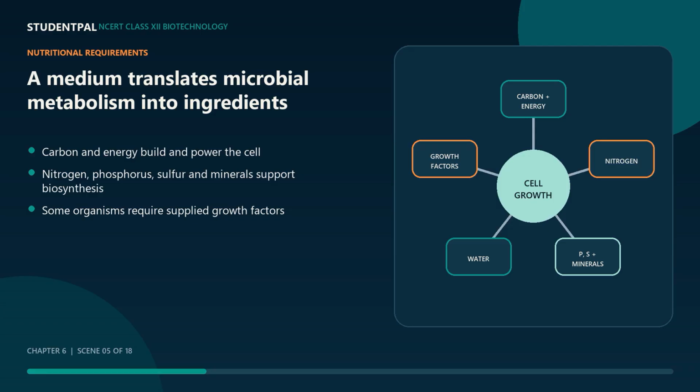Potassium, magnesium, calcium, iron and trace elements support enzyme activity and cellular structure. Water is the reaction medium and suitable osmotic conditions protect the cell. Some organisms cannot synthesize particular vitamins, amino acids, or other growth factors and must receive them from the medium. A medium is therefore selective even before a special inhibitor is added. Its composition determines which metabolic capabilities are supported and can also alter growth rate and product formation.